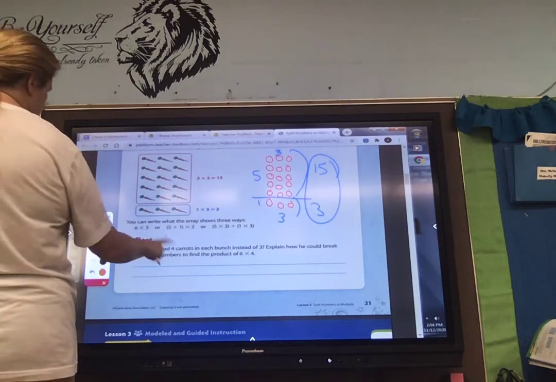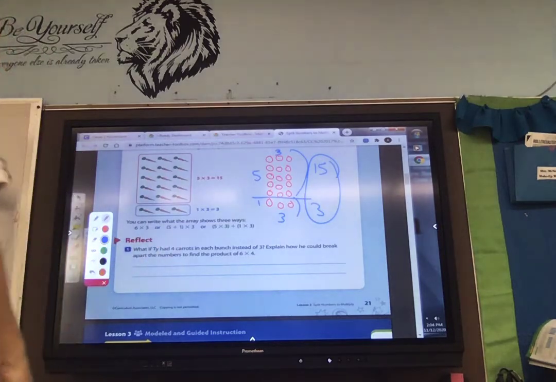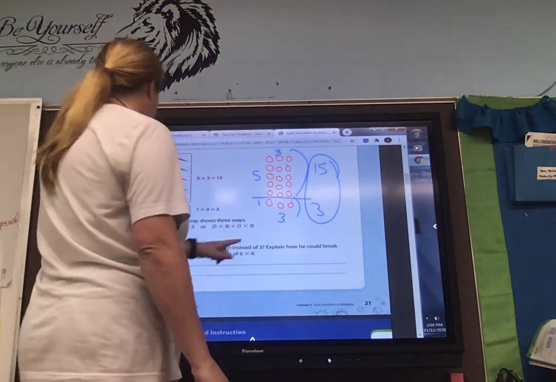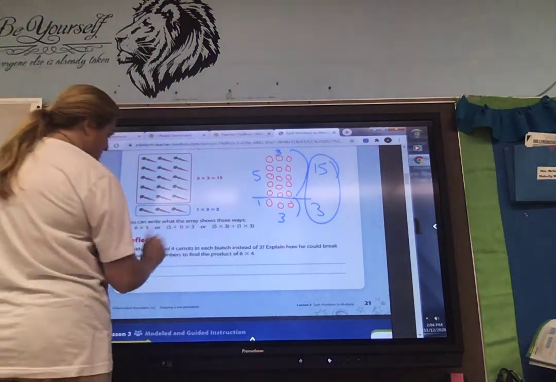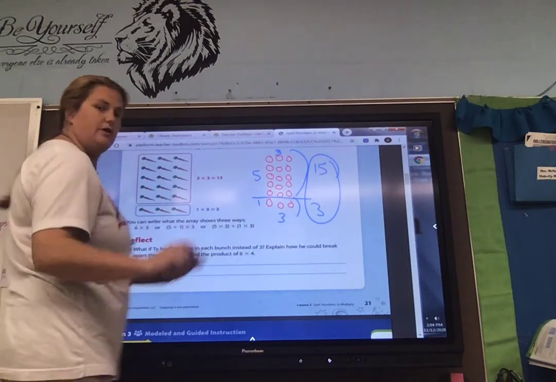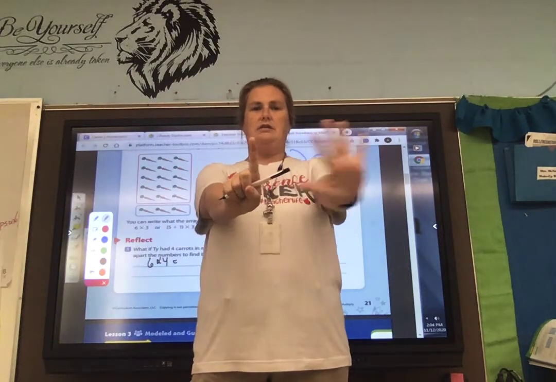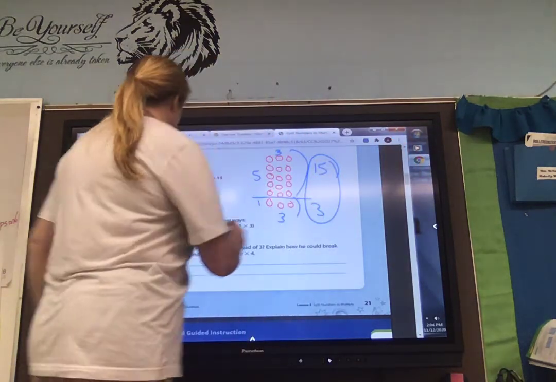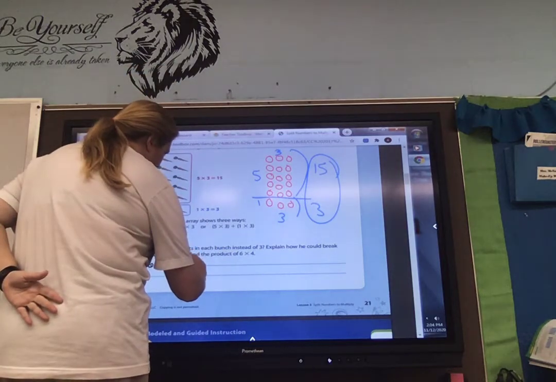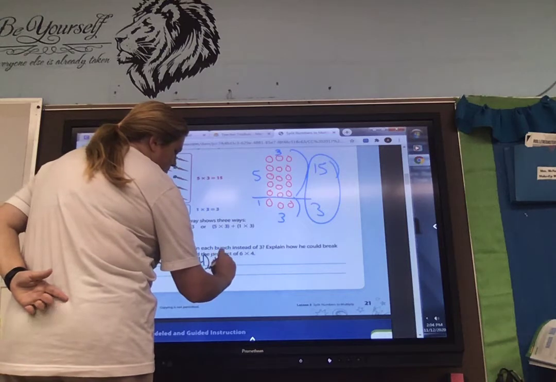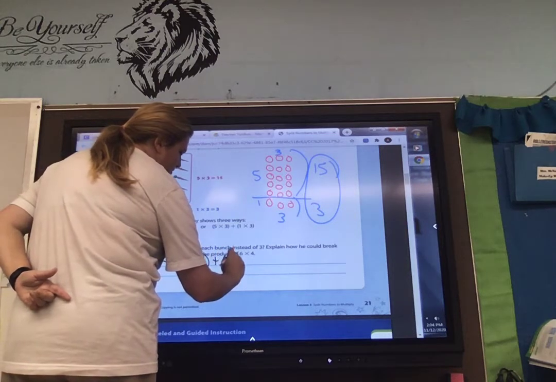So now they want us to do it again, but if he had 4 carrots instead of 3. So again, our original problem is going to be 6 times 4 equals. We're going to break our 6 apart into 5 and 1. Y'all see how I did that? Just spread my hands apart. So we're going to split it into 5 times 4 plus 1 times 4.